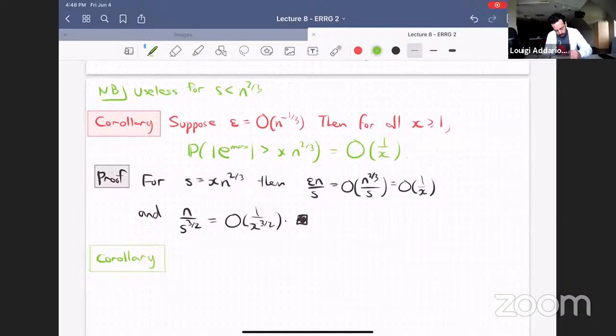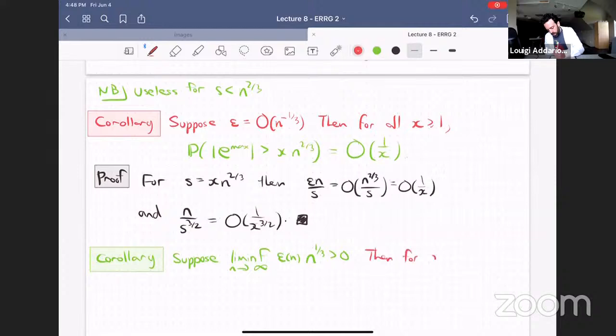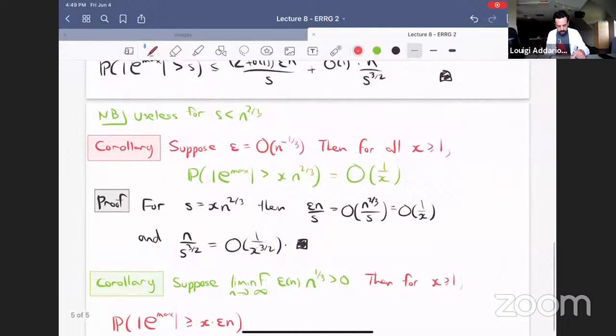So as a second corollary, let's say that epsilon is at least order n to the minus a third. So limit of epsilon n times n to the 1/3 is positive. Okay, then in this case, for x at least 1, we can look at the probability that the largest component has size bigger than x times epsilon n.